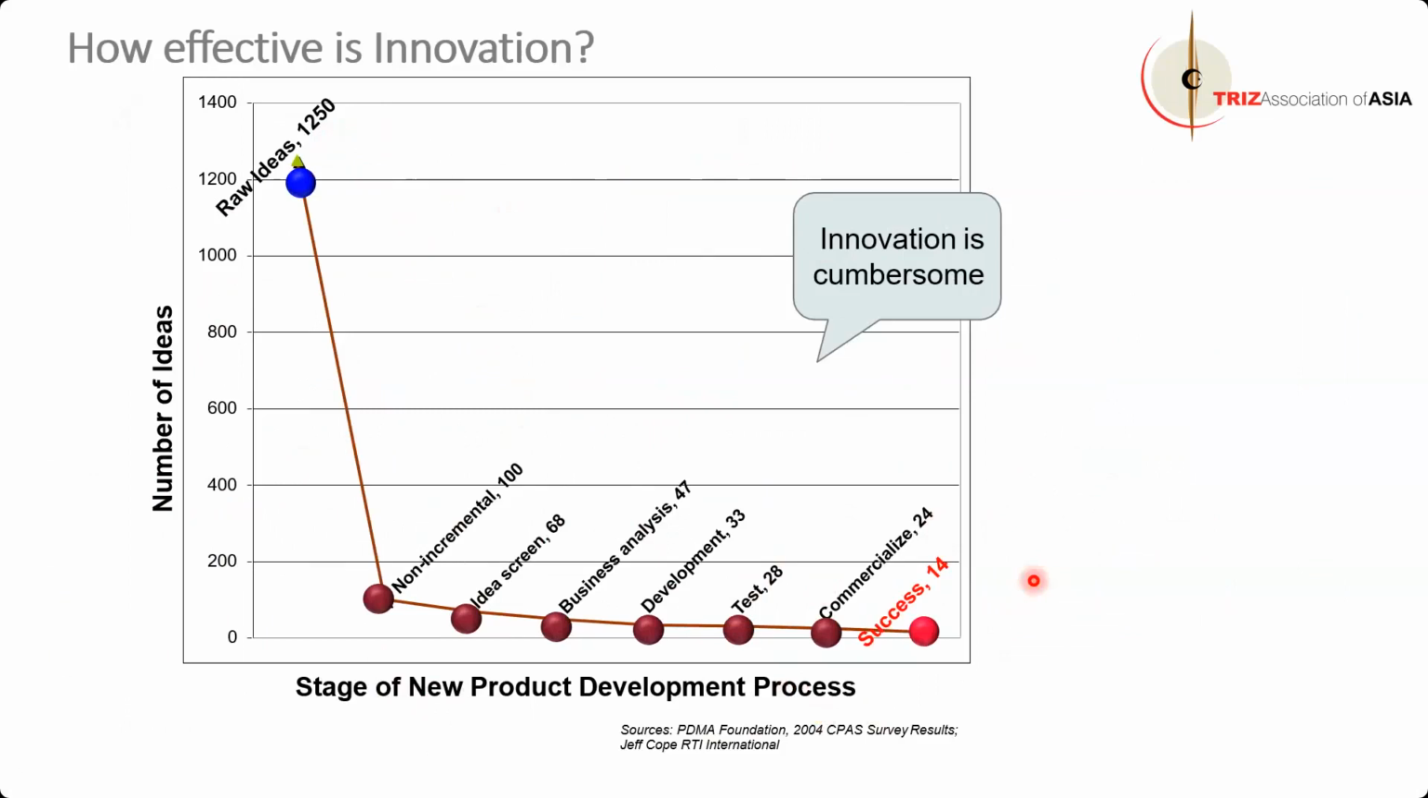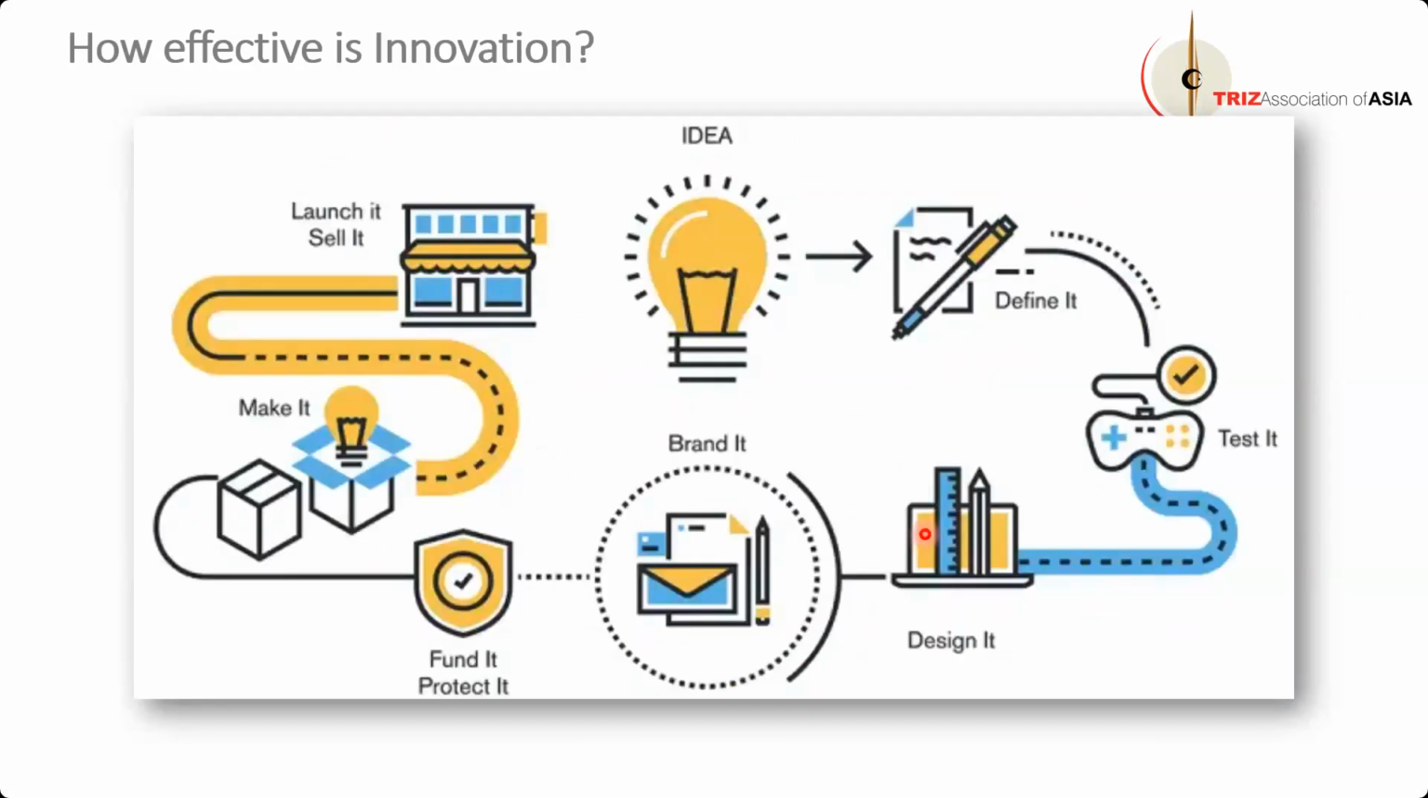There may be slight variation within this, but if we go by this statistic, if you have 1,250 ideas, only 14 prove themselves as successful. So looking back to this slide, idea, around 50% of the ideas are dissolved only at the stage of defining it. There may be an idea, but it is very difficult to define it.